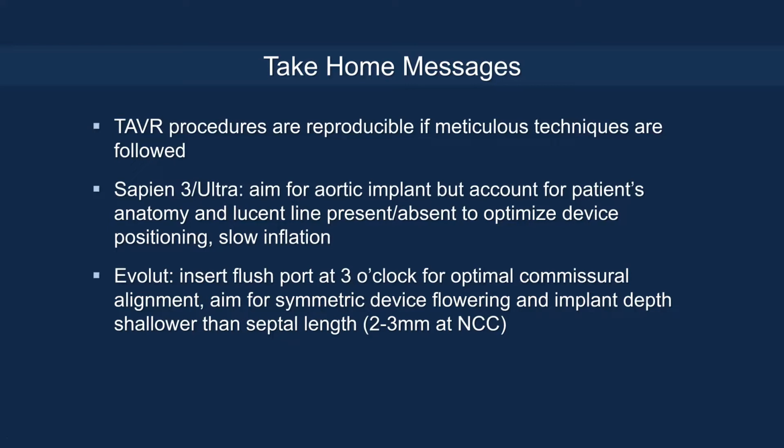And with Evolut, you want to insert the flush port at 3 o'clock for optimal commissural alignment, and aim for symmetric device flowering and implant depth shallower than the septal length, and typically around 2 to 3 millimeters at the non-coronary cusp.